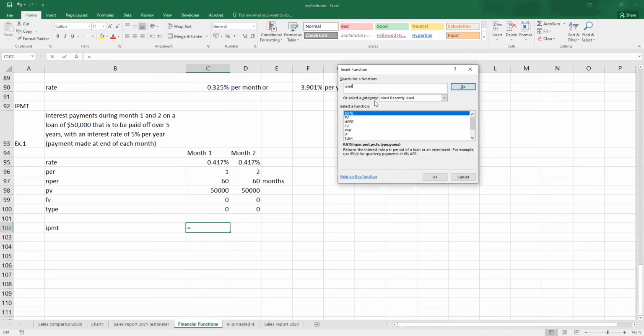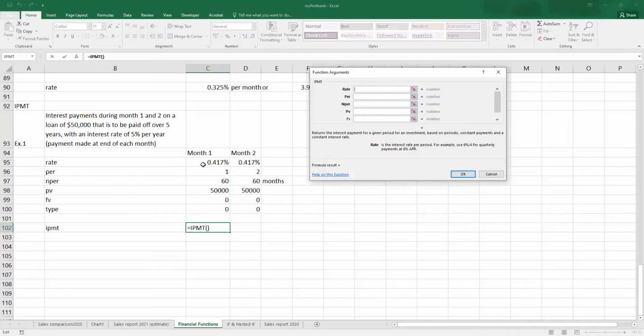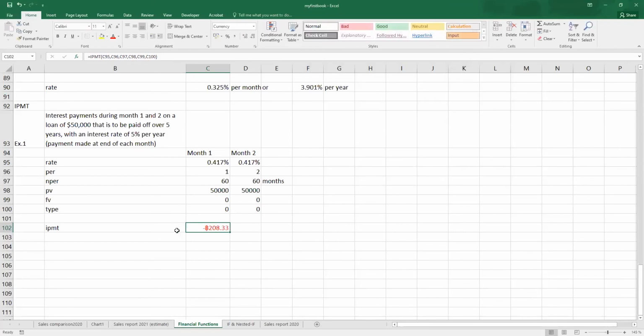Okay, we go to IPMT and then I start entering all the arguments. And then I just click OK. You can see that here I have to pay $208.33 for the interest.